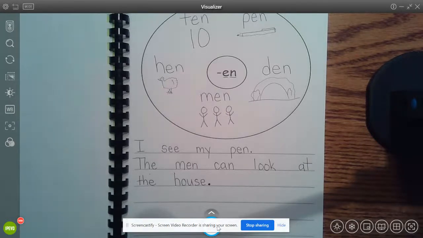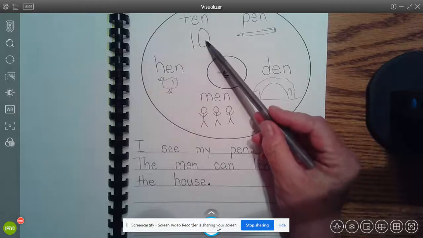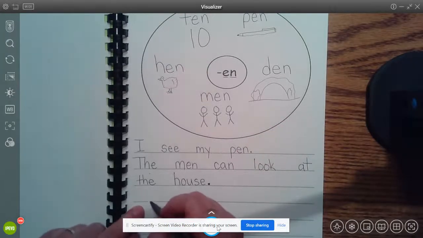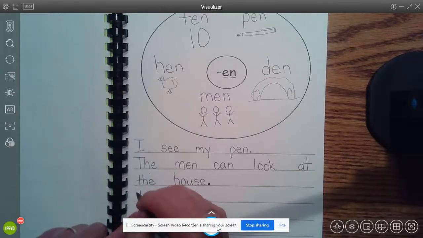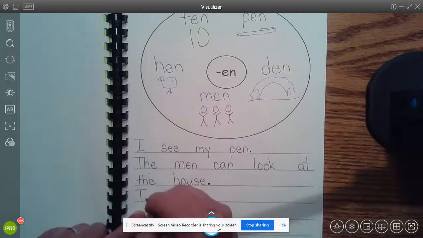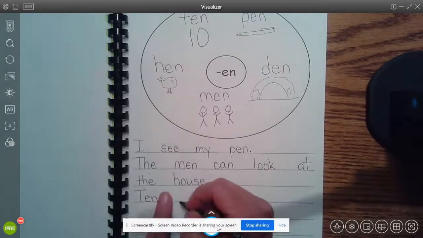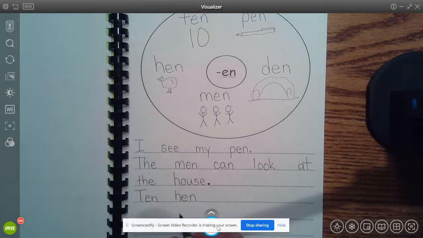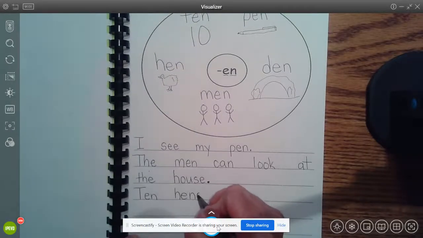And now let's go ahead and write about 10 hens. Shall we do that? I thought I was saving that one because I thought that would be fun. Go ahead and write ten. We need a capital letter because it's the beginning of our sentence. Ten, that would be a lot of them, right? But we're going to make hens. Ten hens. H-E-N. Now listen, would I say ten hen? No. If there's ten hens, I need that S at the end to tell me there's more than one. Ten hens.